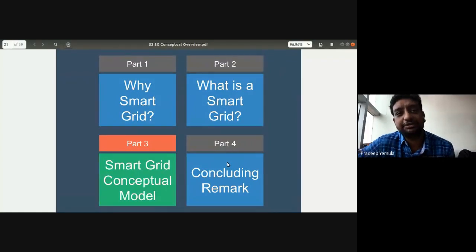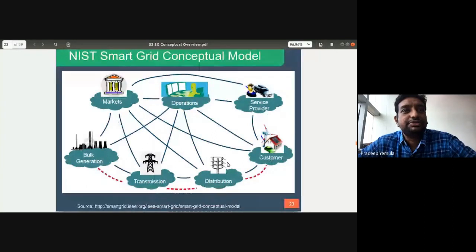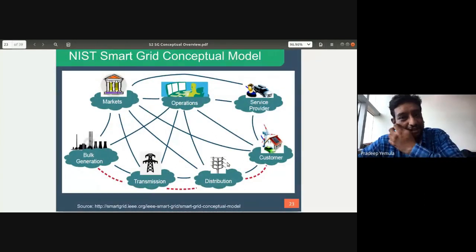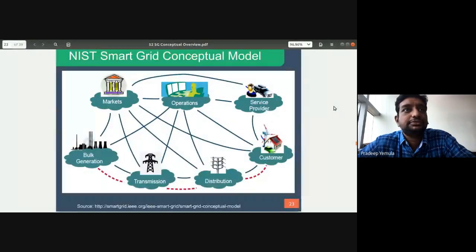Now, a little bit more detail I'll go. Maybe what is called a smart grid conceptual model. I'll skip this slide. Now what you're seeing on this screen is called the NIST Smart Grid Conceptual Model. What is the NIST Smart Grid Conceptual Model? NIST is the National Institute of Standards and Technology, an organization based in the USA, and they developed what is called a smart grid conceptual model.